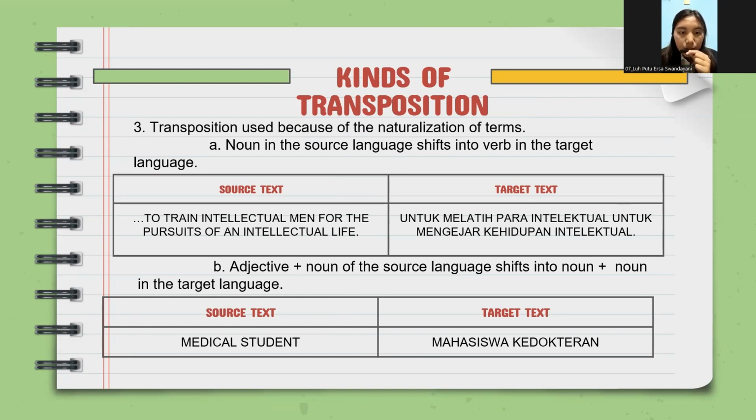And the type number 2 is adjective plus noun of the source language shifts into noun plus noun in the target language. For example, in the source text, "medical student," and in the target text is "mahasiswa kedokteran." Next slide, please.